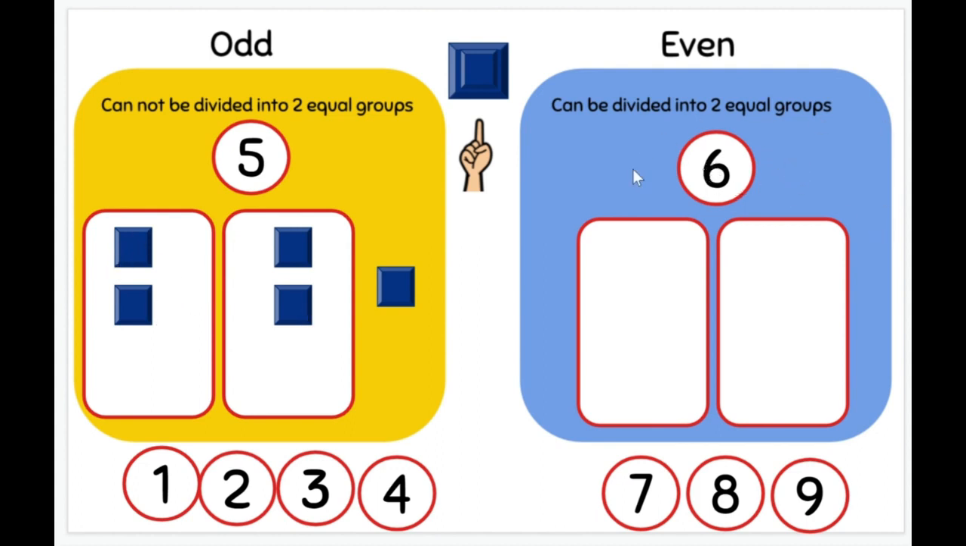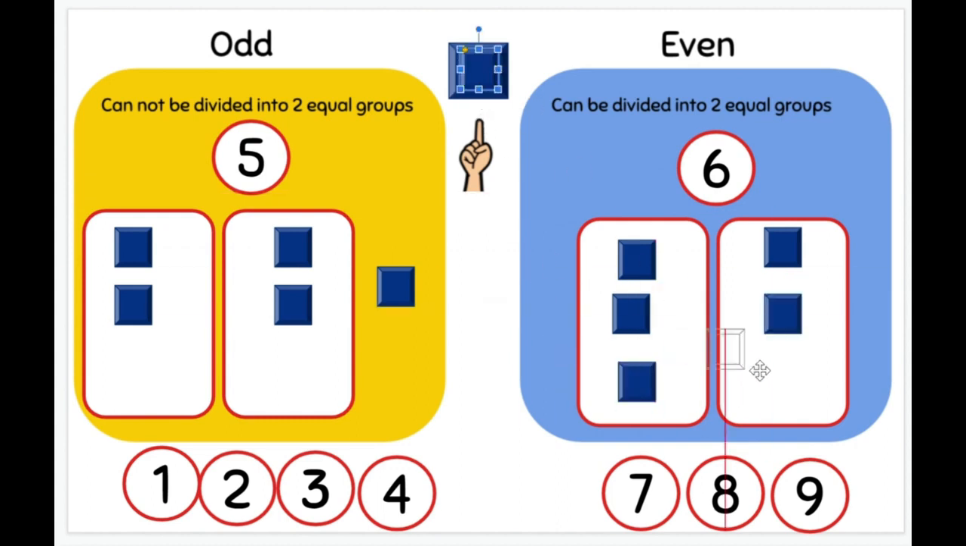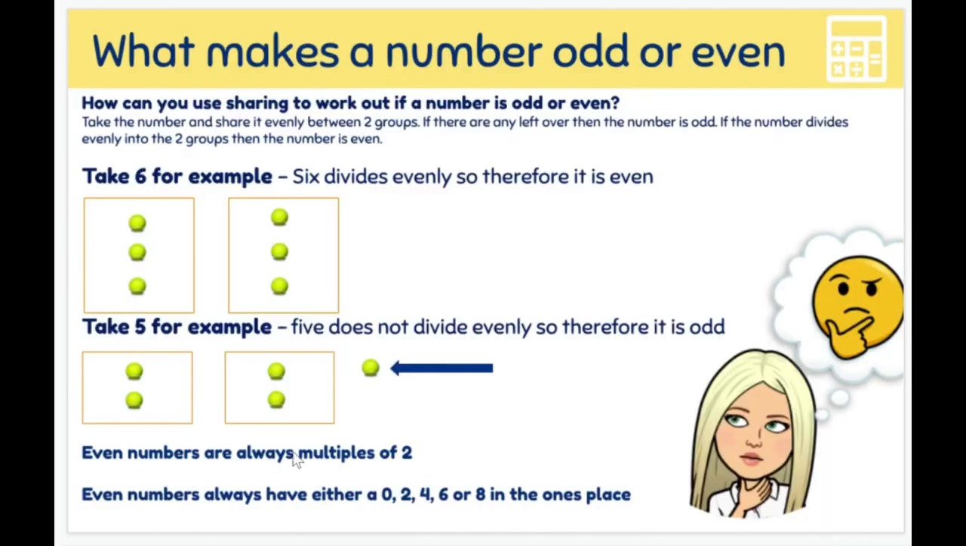Let's look at 6. 6 is an even number, so it can be divided into two equal groups. 1, 2, 3, 4, 5, 6. So there's 3 in each group and there's no left over. So 6 is an even number. Even numbers are always your multiples of 2, and even numbers always have either a 0, 2, 4, 6 or 8 in the ones place.